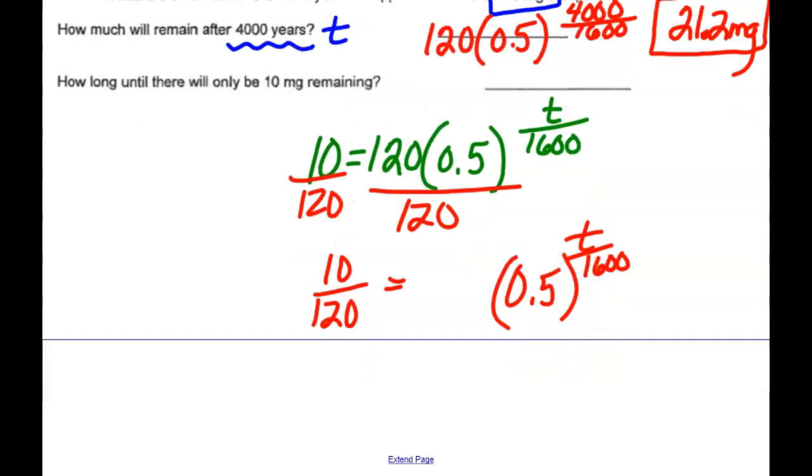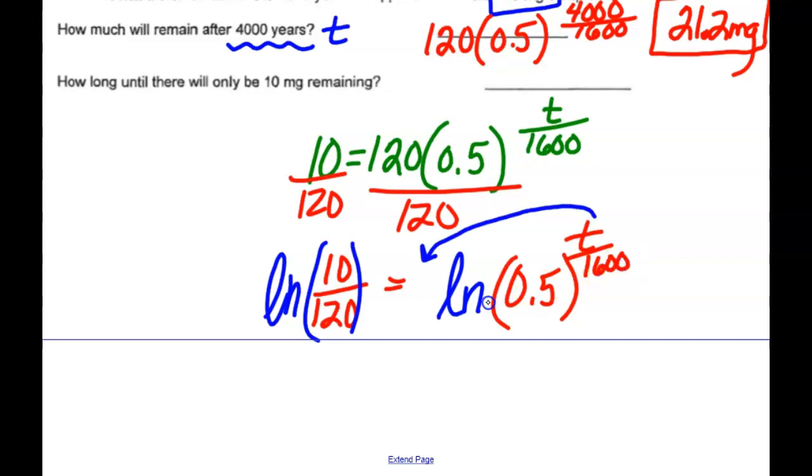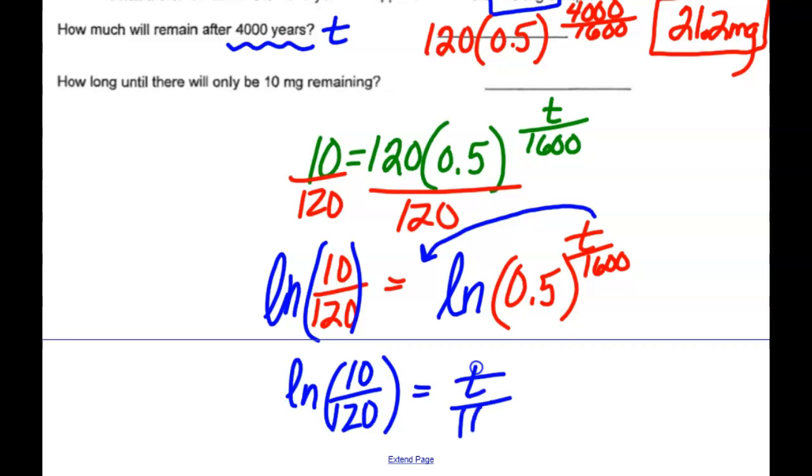Then as soon as we're looking for an unknown in the exponent, we do what? And it doesn't matter what kind of log, okay? Do you want me to do the other kind, or I'm going to keep using ln? Okay, ln's short and sweet, right? Now, as soon as we write ln or log of either kind, we can move that out front. Now, this time, we don't have ln of e, right? So we're going to be a little bit careful. So we have the log of 10 over 120 equals t over 1600 times the natural log of 0.5. Okay, what do you want to do next? You want to divide the log over there, okay?